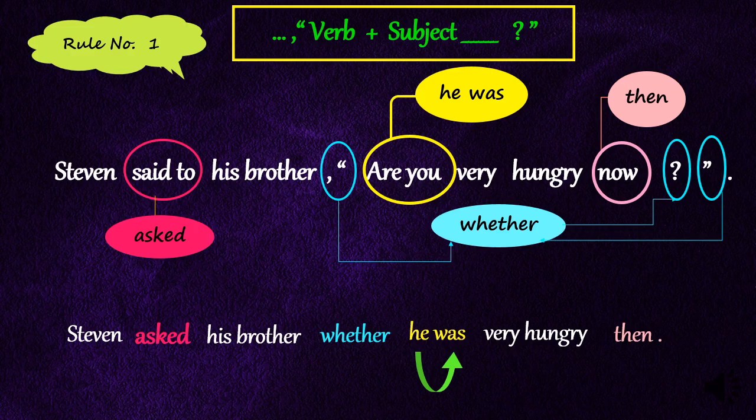So this is the change. Are you, verb followed by a subject, will be written as subject followed by the verb when you write it in indirect speech.